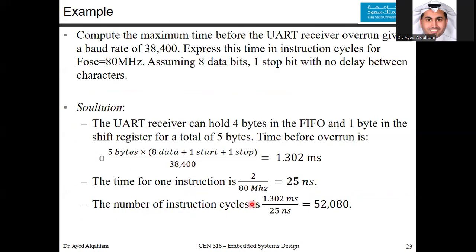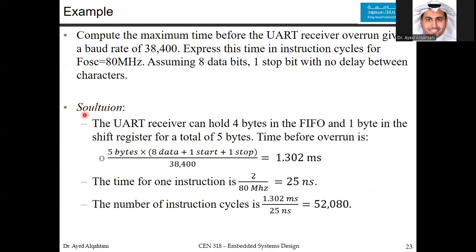Here's an example to understand what is going on. Let's say we were asked to compute the maximum time before the UART receiver overrun, given this baud rate, which is 38,400, and it's required to express this time in instruction cycles for a frequency of oscillation of 80 megahertz of the PIC24, which is the maximum frequency. And this is the assumption of the frame: we have 8-bit data, 1 stop bit, and no delay between characters.